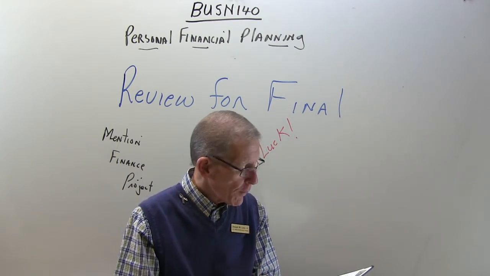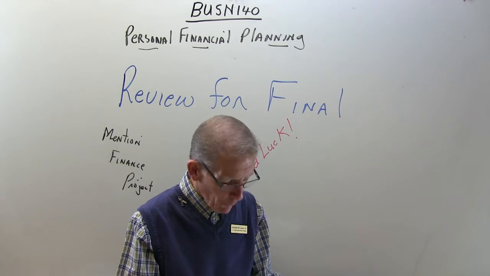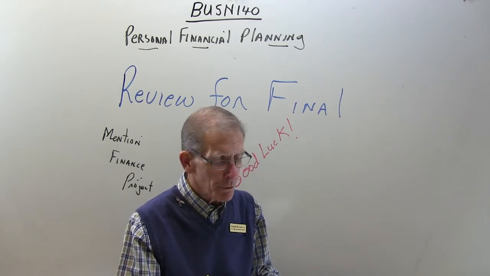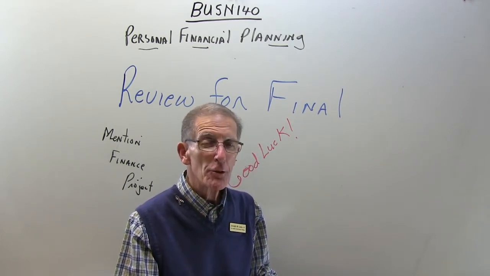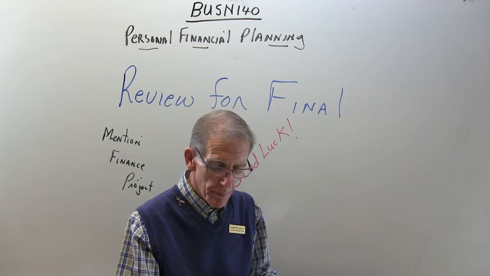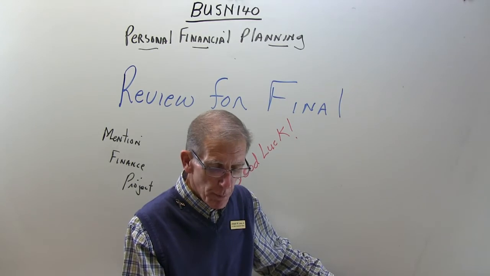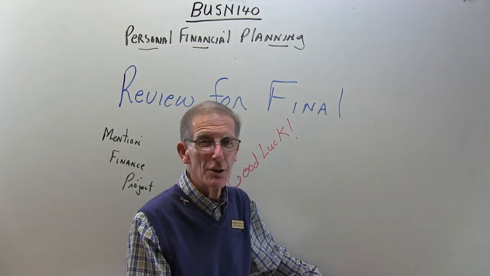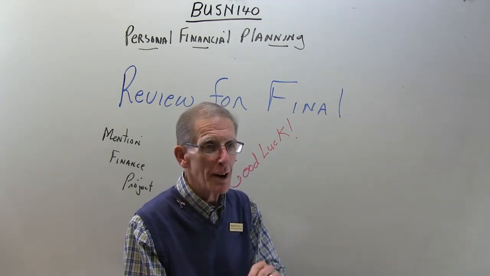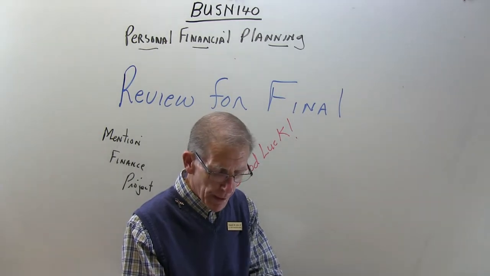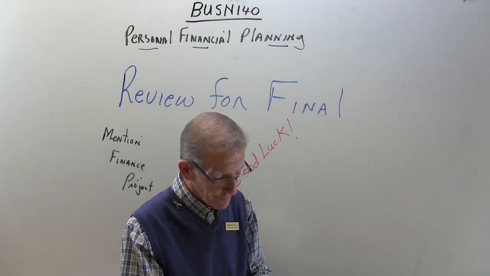On page 46, I want you to be familiar with what assets are. Assets are things that you own. On page 47, I want you to be familiar with what liabilities are. These are both on the balance sheet. Liabilities are things that you owe.